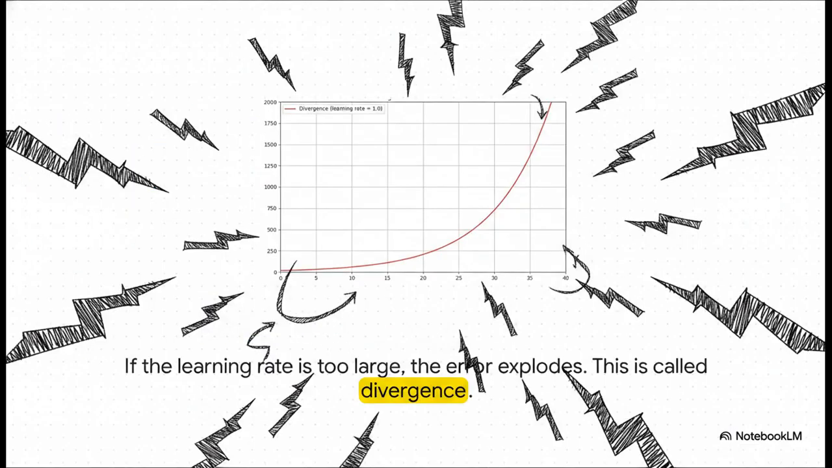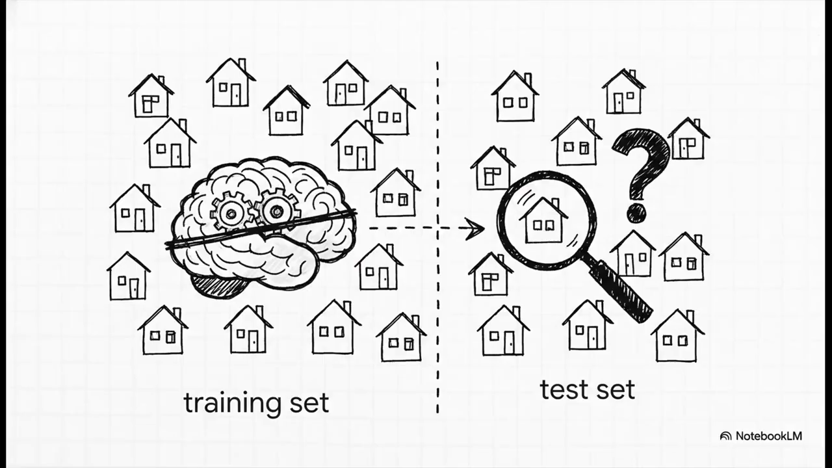But here's the real danger. If the learning rate, the step size, is too big, the algorithm just overshoots the target. It takes this huge step, lands on the other side of the valley where the error is even higher, and then it takes an even bigger step from there. The error just explodes, and the model completely fails to learn anything at all. We call this divergence.